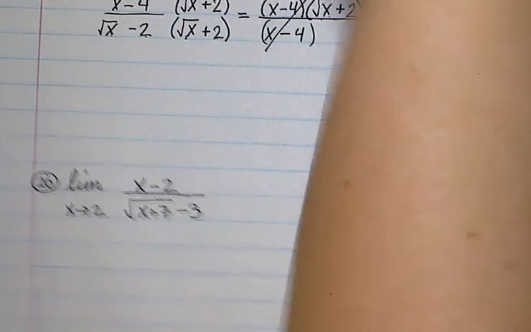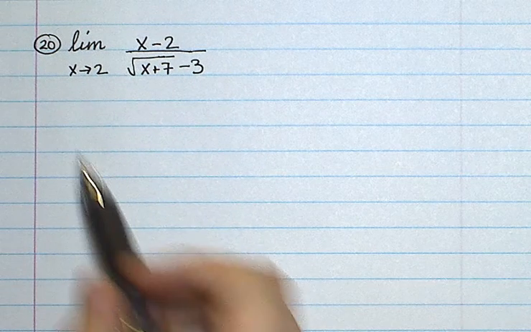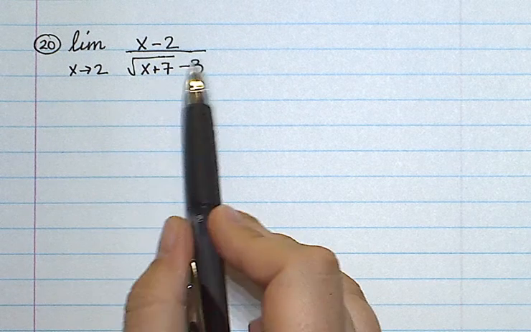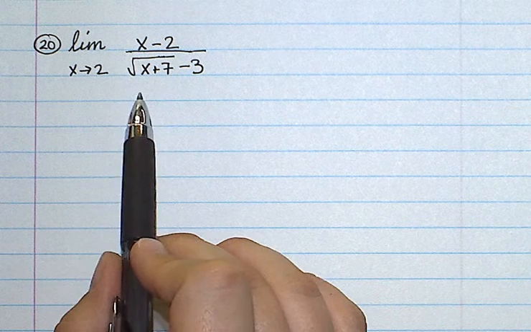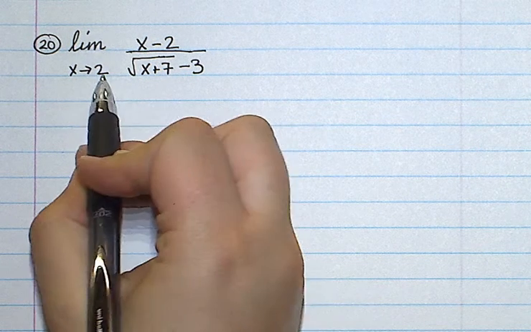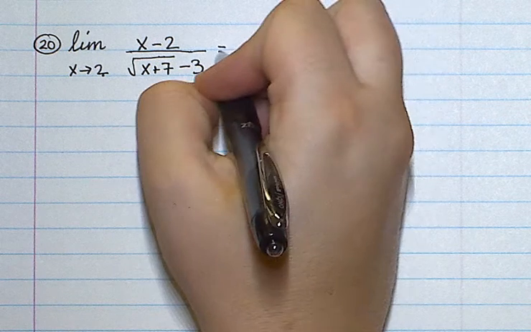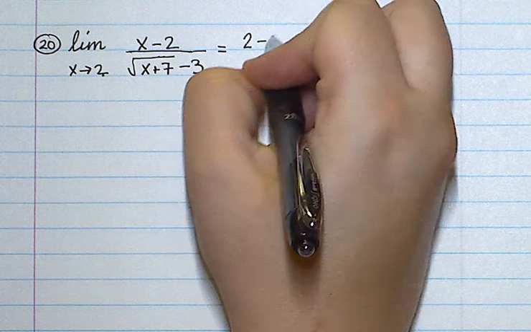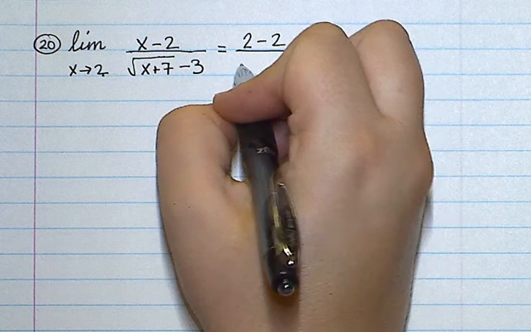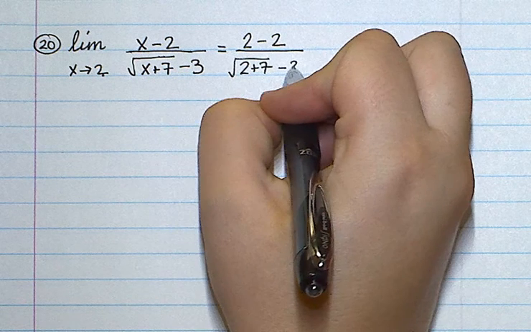Number 20. So I have a limit to evaluate. My first attempt is going to be direct substitution. That means taking this value of the limit and plugging it right in. So 2 minus 2 over the square root of 2 plus 7, minus 3.